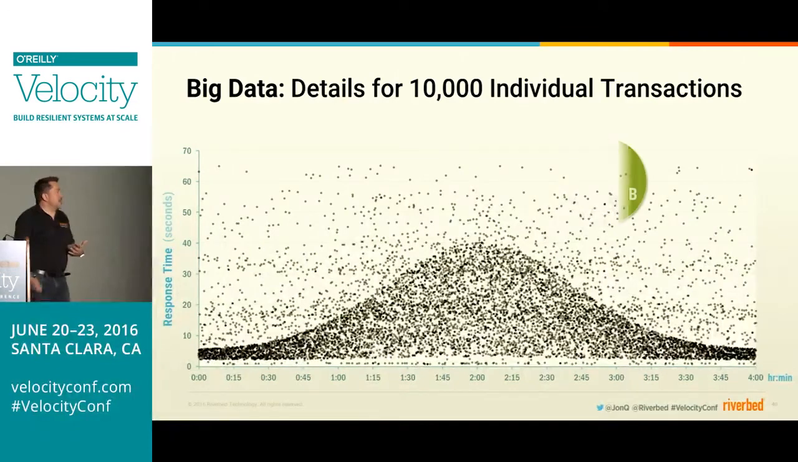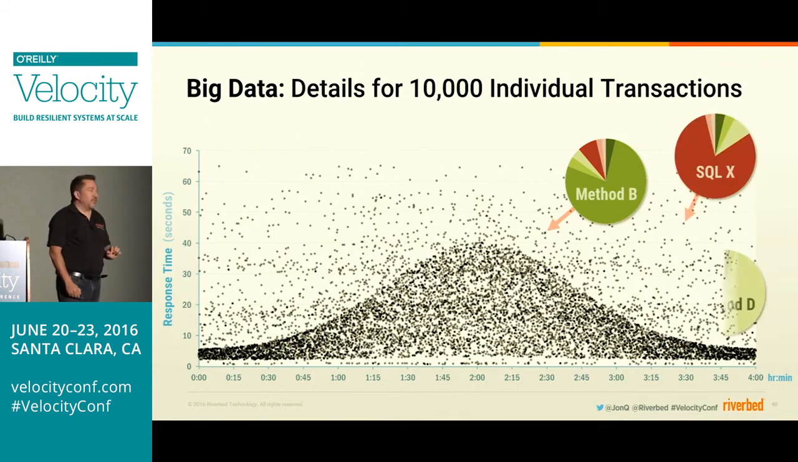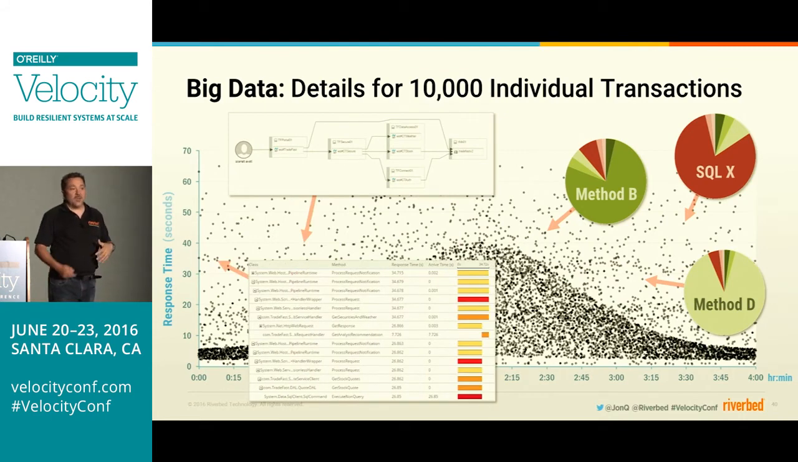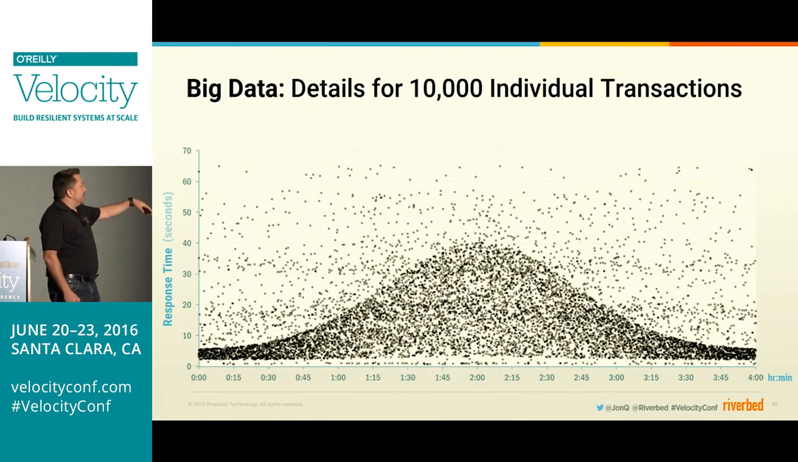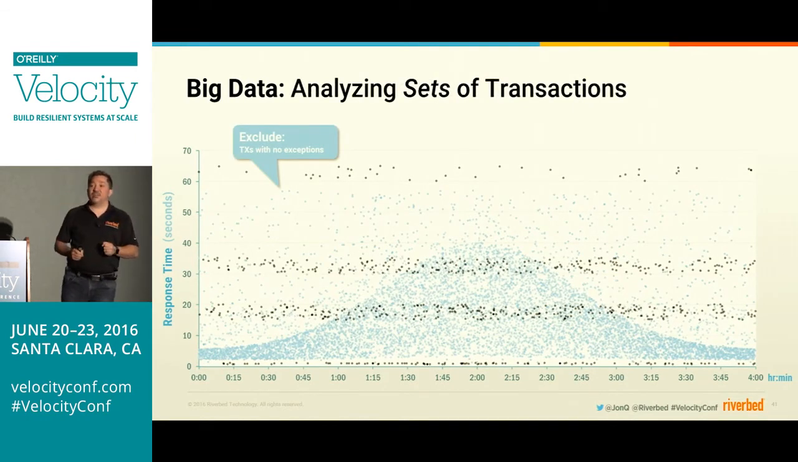So we not only know what the response time was, but we know that this one was slow because of method B, that was SQL X, this was method D. Everyone's got a map, everyone's got a call tree. We're going to be able to make much better interpretations of this. And with the microdata, I can do things like saying, let's exclude everything that didn't have an exception in it.